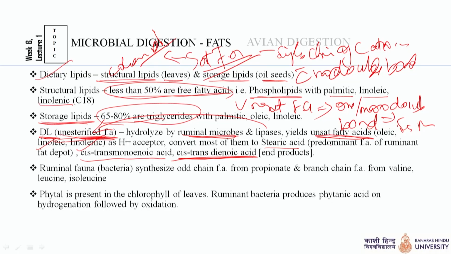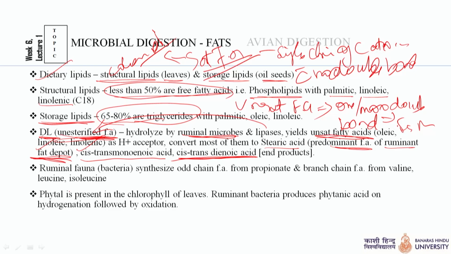Among these end products, stearic acid is an important fatty acid because it is the predominant acid of storage in the ruminant as a fat depot. That is the most important aspect of stearic acid. The fat which is stored in the ruminant is majority stearic acid in nature. Okay, that is very important.